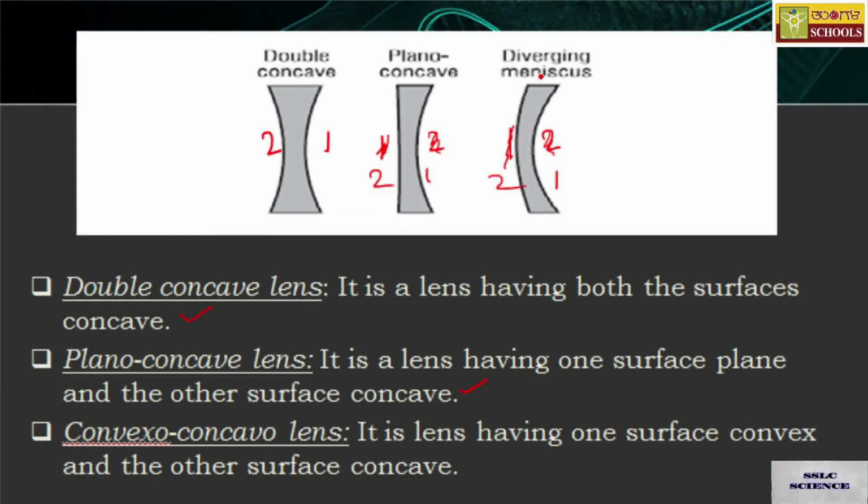Okay, so this is the concave part and this is the convex part. By that you can get the convexo-concave lens. The mixture of convex as well as concave kind of lens is known as convexo-concave lens. So these are the basics as far as lenses are concerned, spherical lenses in fact. I hope you got all these things right.